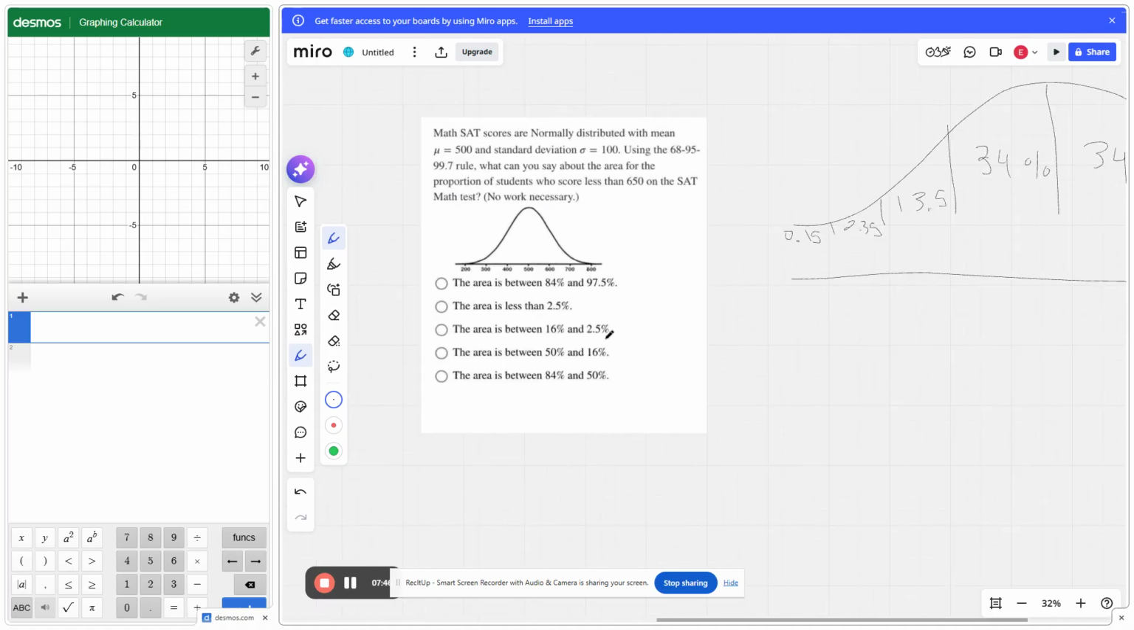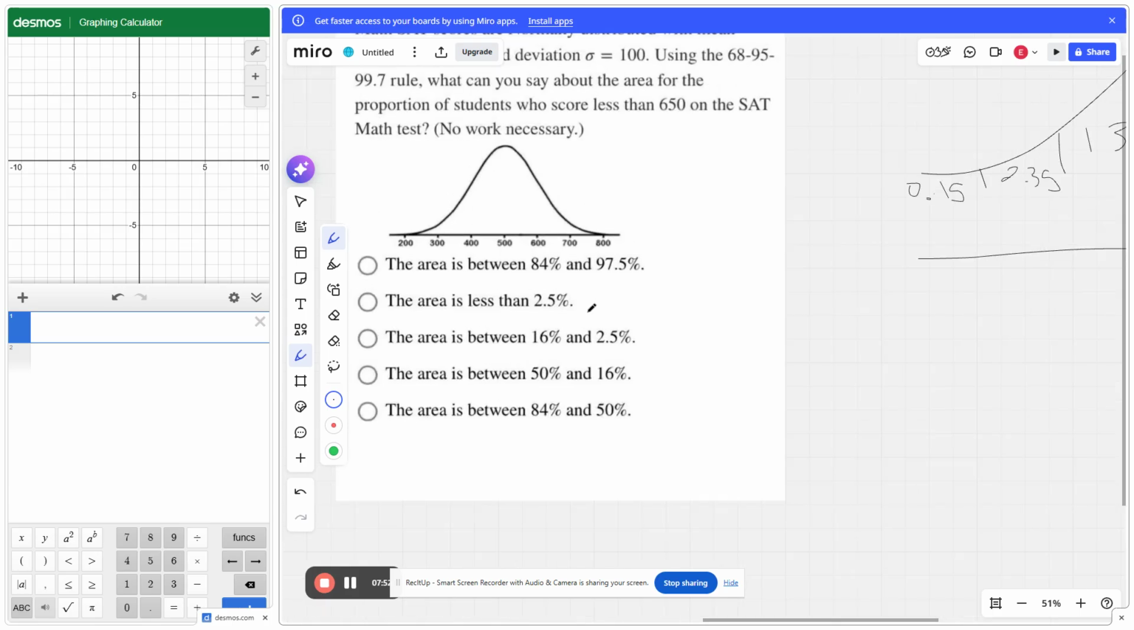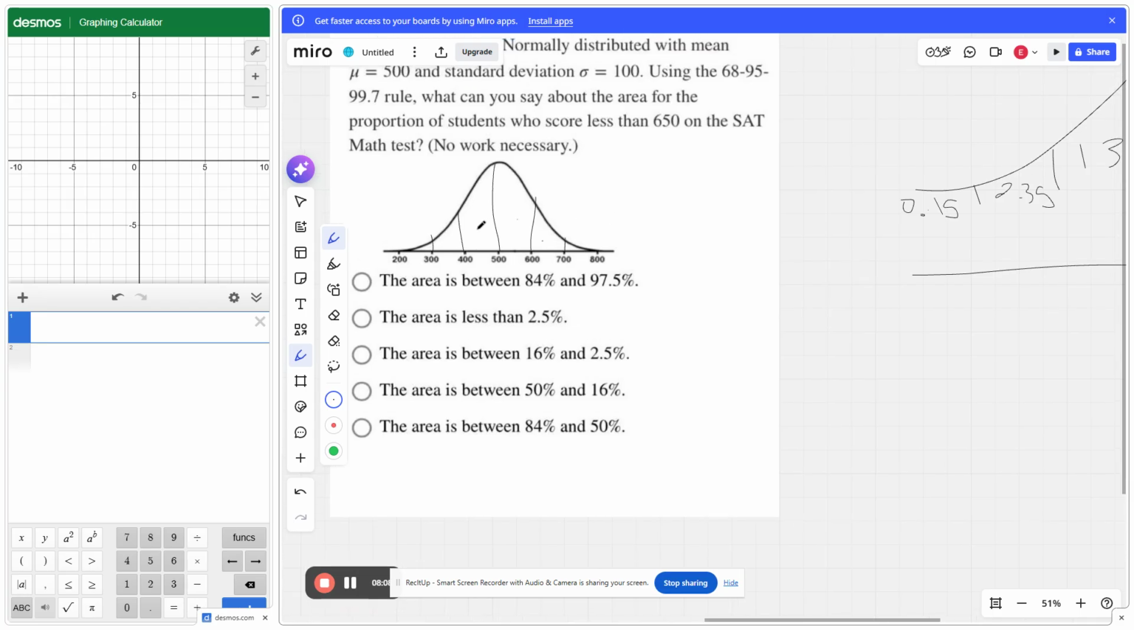So essentially, what it asks us here is, what can you say about the area for the proportion of students who score less than 650? So we can apply this rule here by basically splitting this up into that rule. And so what we can see here is that if this is 13.5, this is 34, 34, 34, 13.5, and 0.15, we can use Desmos here and just add everything up. So we would do 0.15, which accounts for this small area down here, plus 2.35, which accounts for this area here. We could do 13.5 plus 34 plus another 34.